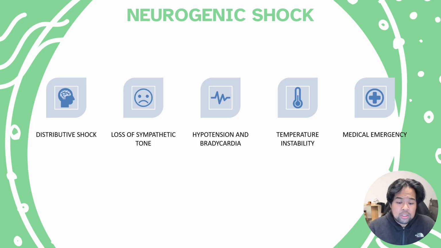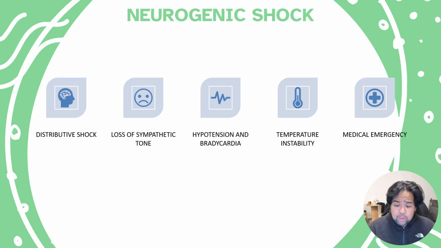They will also lose sympathetic tone, and sympathetic tone basically refers to stimulation from the sympathetic nervous system. What that does is maintain blood vessel constriction, support blood pressure, and help regulate the heart rate. So they might have problems doing all these things when they're in a neurogenic shock.